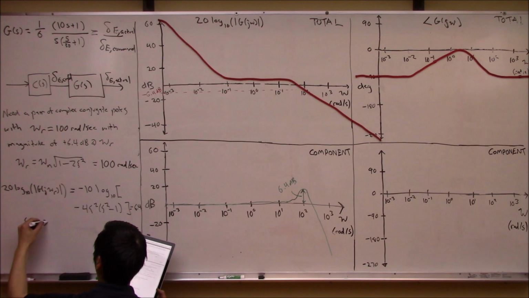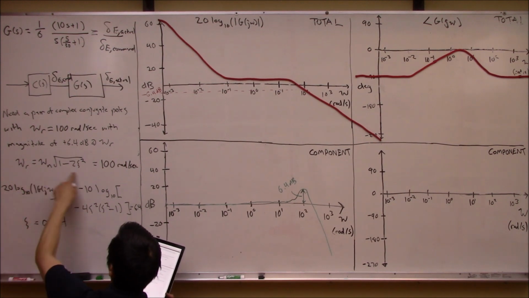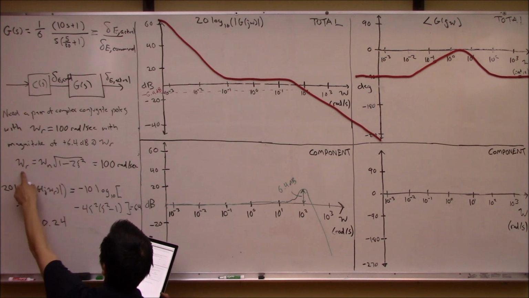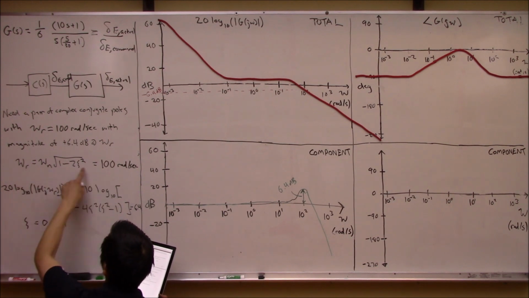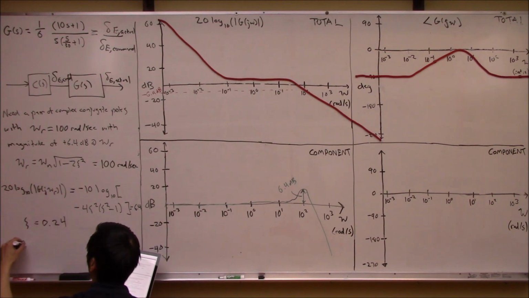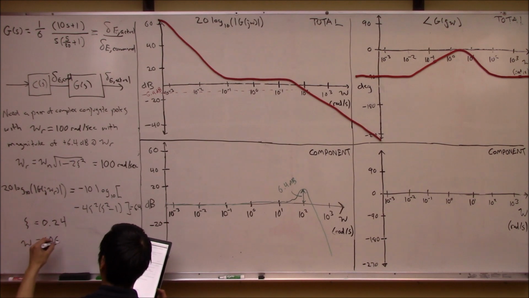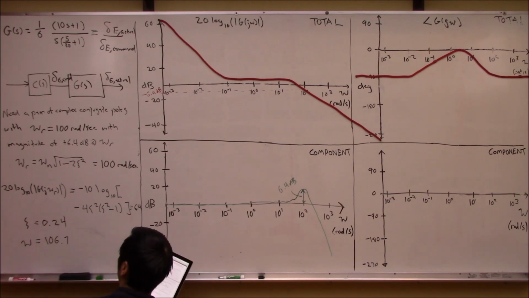This is a zeta of about 0.24-ish. And then you can use that to solve this here because we know that we want this to value to 100s and we know zeta is now 0.24, so we can solve for what's the desired natural frequency. And if you solve for that, you end up with a natural frequency of 106.7-ish or something like that.